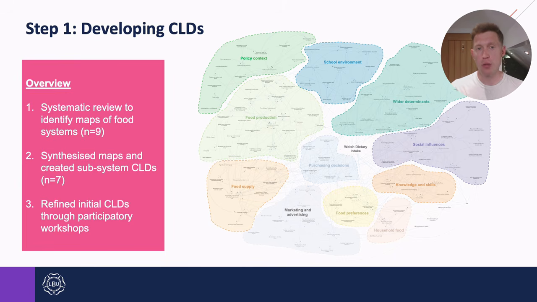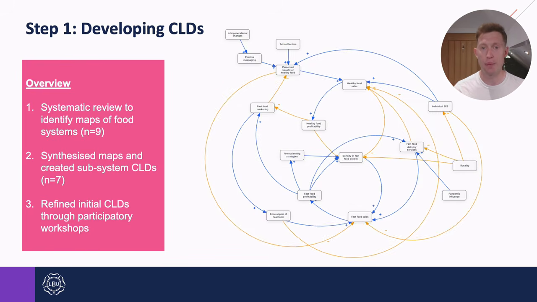Then, in order to make this more usable and useful, we broke it apart into smaller subsystem causal loop diagrams, where we split this diagram up into 7 of these causal loop diagrams. And these look a little bit like what I'm showing you here on the screen. But in order to ensure that these were contextualized to the Welsh settings, we refined these causal loop diagrams through participatory workshops with members of the Welsh Government. So we ended up with 7 of these that looked a little bit like this one, but for the rest of this presentation, I will just stick with this one example to help bring QSEM to life a little bit more.